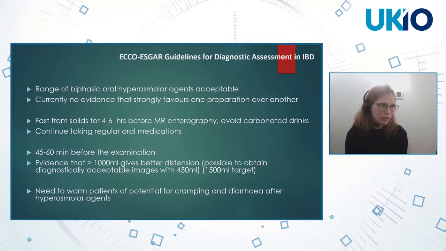In general, the patient will need to fast for solids for 4 to 6 hours before the study, avoid carbonated drinks, but they can keep taking their regular oral medications. They start drinking the oral contrast agent 45 to 60 minutes before the examination, depending on how much small bowel the patient has got. And there is evidence that really you need about a litre or so of the oral contrast agent to get good distension. It's important to warn the patients beforehand that they might get some cramping and diarrhoea afterwards, and to provide appropriate facilities for the patient to manage that.